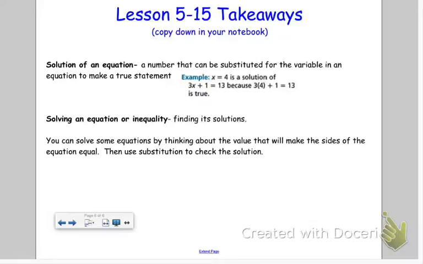And you can solve some equations by thinking about the value that will make the sides of the equation equal. Then use substitution to check. That's so very important. Don't forget to substitute what you got for your answer in the original equation to see if both sides are equal, because if they are, then you know your solution is correct.